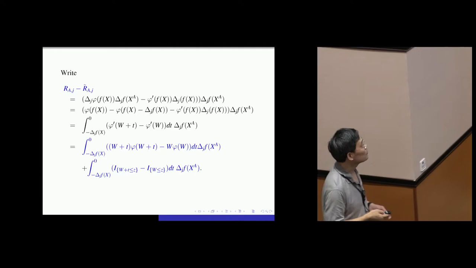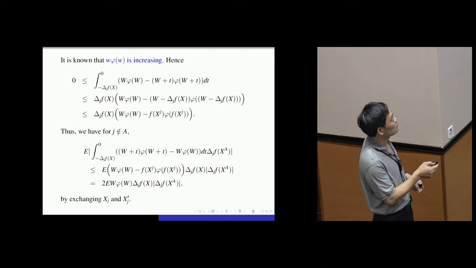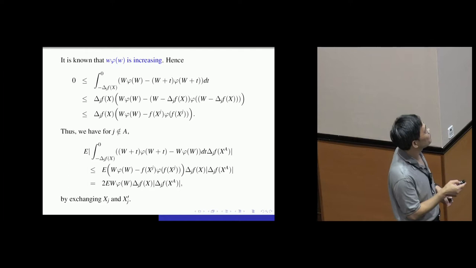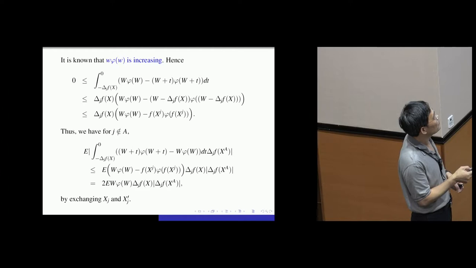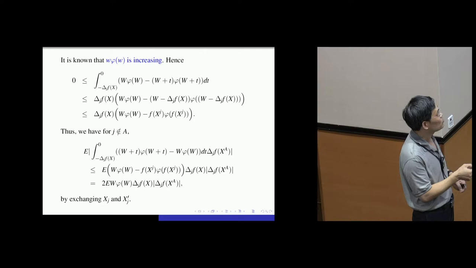Because I want it to be non-negative, I switch the w plus t and w here. So w phi of w minus w plus t phi of w plus t. Therefore it's non-negative, and at the end it's bounded by delta g f x, the difference between those two terms. So that's w phi of w, then w minus delta g f x. We look back at the definition of w, which is f of x. So w minus delta g f x changes back to f of x g, so that is w times phi of w minus phi of x g, and times phi of f of x g.